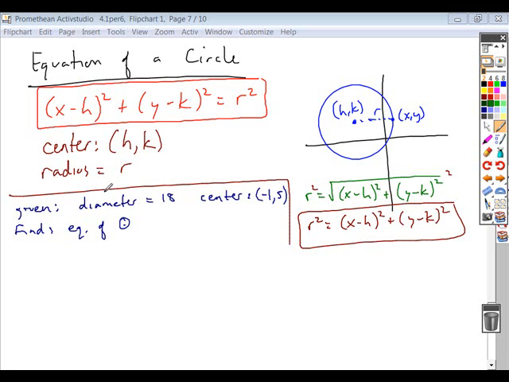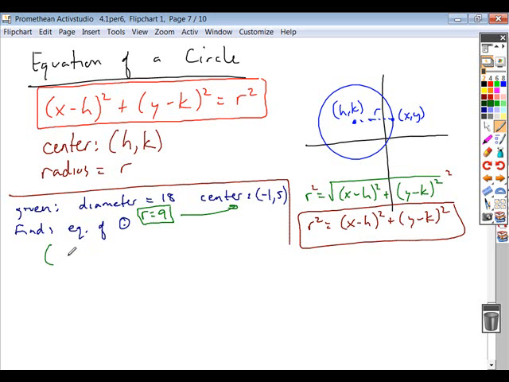Okay, first of all, we need to interpret the diameter to find its radius. So if the diameter is 18, what does that mean its radius is? The diameter is twice the radius, so the radius is half the diameter. So you know your radius is 9. Here's your center. So you can use these two pieces of information and plug in directly to h and k and r and get your equation.